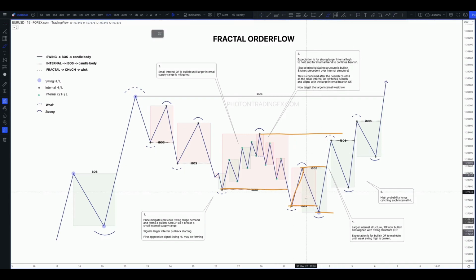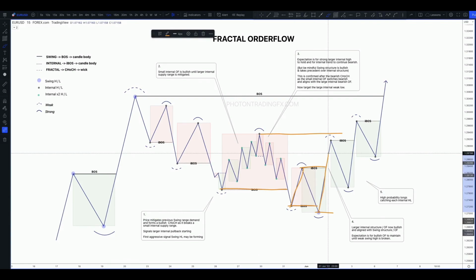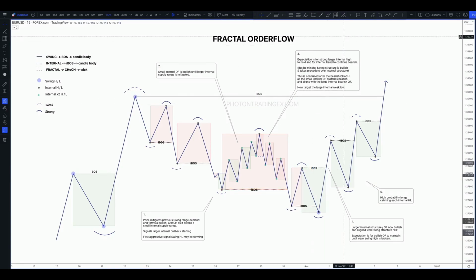But then what happens is we mitigate maybe some extreme demand within here, and then we get a bullish break of structure to the upside. So now the internal structure, with all these lines, has shifted bullish at this point here, and this is where the larger internal structure has shifted bullish, but the larger bearish order flow is now bullish, right? It's the exact same thing. Where you get that internal break of structure is essentially where the order flow shifts.